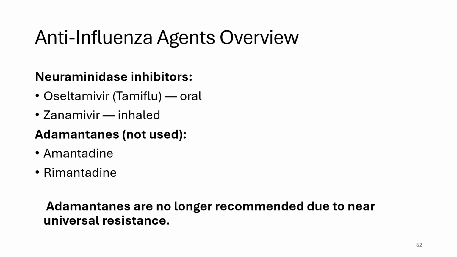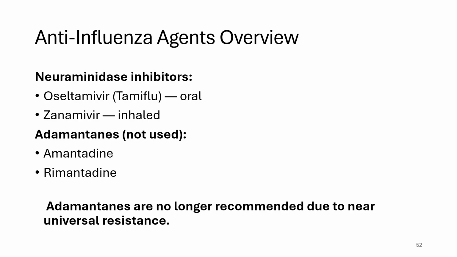It works best if it's started within 48 hours of symptom onset. Zanamivir is another neuraminidase inhibitor. It is inhaled, so we have to avoid it in patients with asthma and COPD, which we'll talk about on the next slides. These drugs are going to block neuraminidase, and they prevent new viral particles from being released from infected cells, limiting the spread within the body.